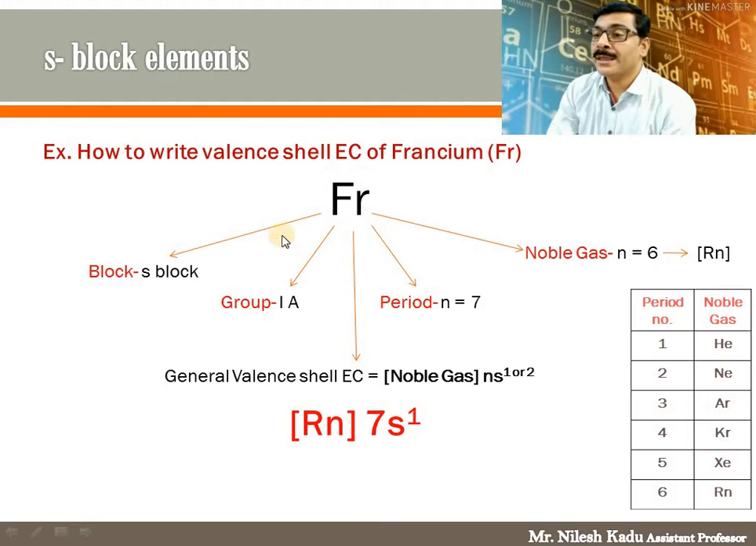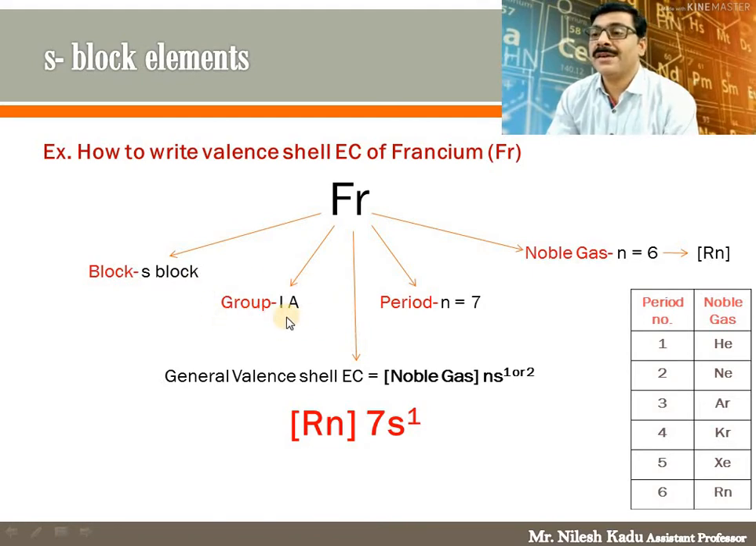Then you have to know the period number of francium, because on the basis of the period number you can select the noble gas. And third, you have to know the general valence shell electronic configuration of the group, and on the basis of these things you can easily write the valence shell electronic configuration of francium. Friends, francium is an S block element and it is present in group first A.